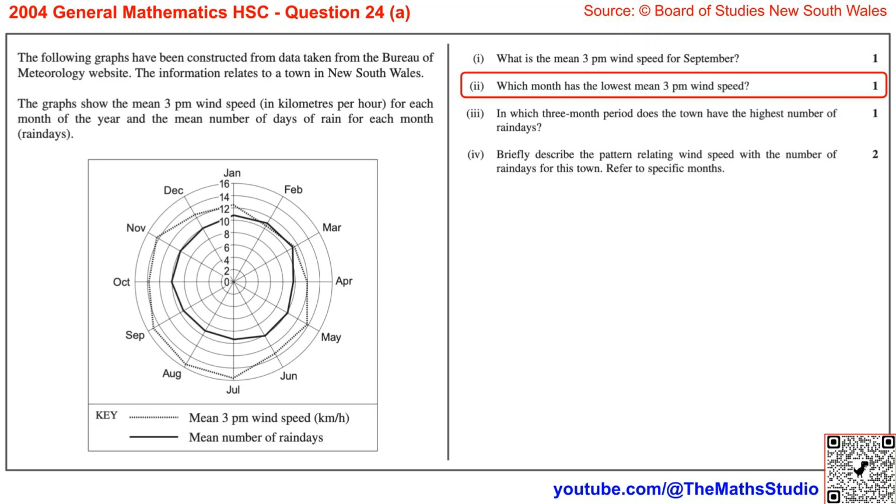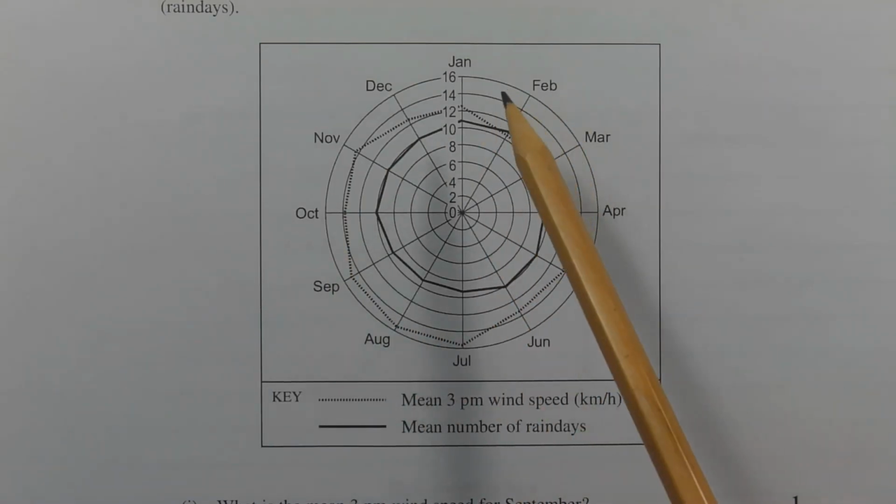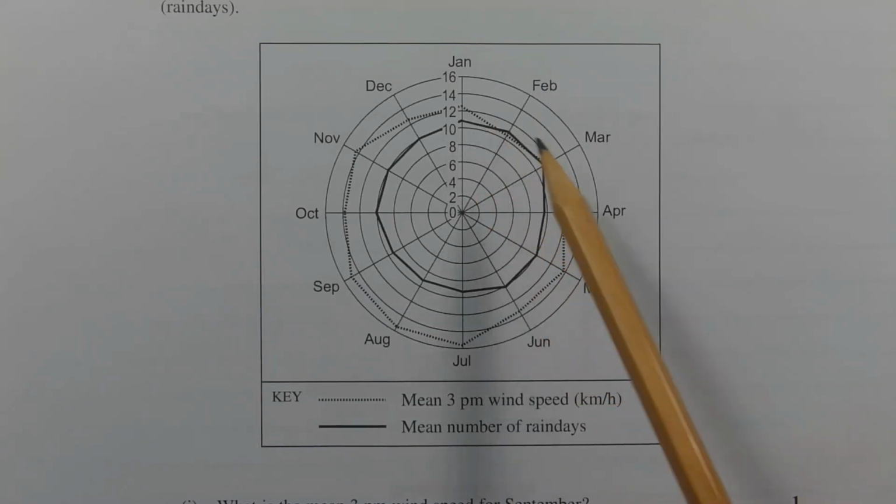Part 2. Which month has the lowest mean 3 p.m. wind speed? Referring to the radar chart, we can see that the month of February has the lowest mean 3 p.m. wind speed at just over 10 kilometres per hour.